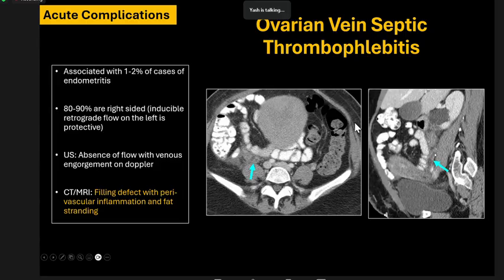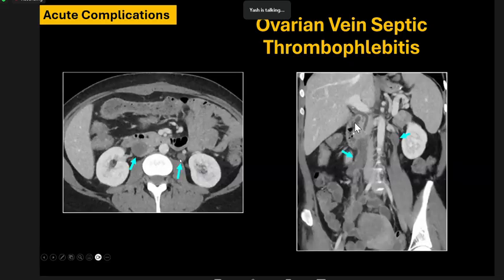And how does it look on imaging? It's better seen on this sagittal view than on this axial, at least on this image. So we see that there is expansion of the ovarian vein. The walls are hyper-enhancing, and the expansion is because of heterogeneous content, mostly low density contents. So this is nothing but septic thrombophlebitis. Also, we see there is some amount of fat stranding around the vessel. Usually it is on the right side, but it can also happen bilaterally sometimes. So this is another patient who had bilateral thrombophlebitis, right greater than left. That's the right vessel, and that's the left one.